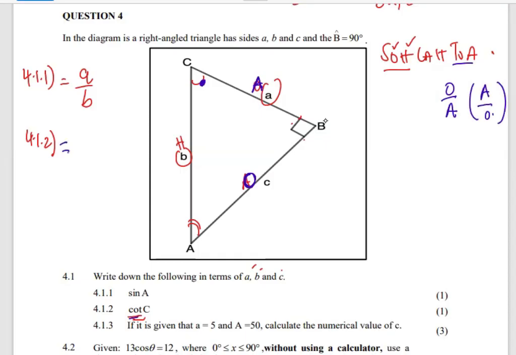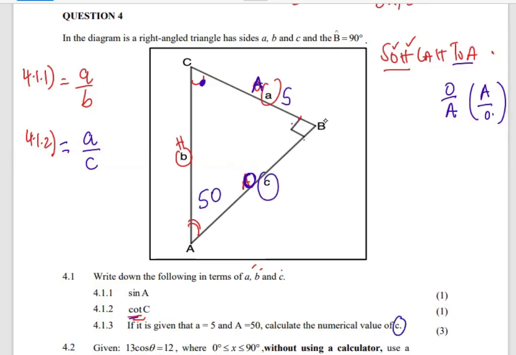So meaning that in this case, the cosine of C is the adjacent, which is A, over the opposite, which is C. All right. And then 4.1.3, if it's given that A is a 5, and then angle A is a 50, they want us to find the size of C.